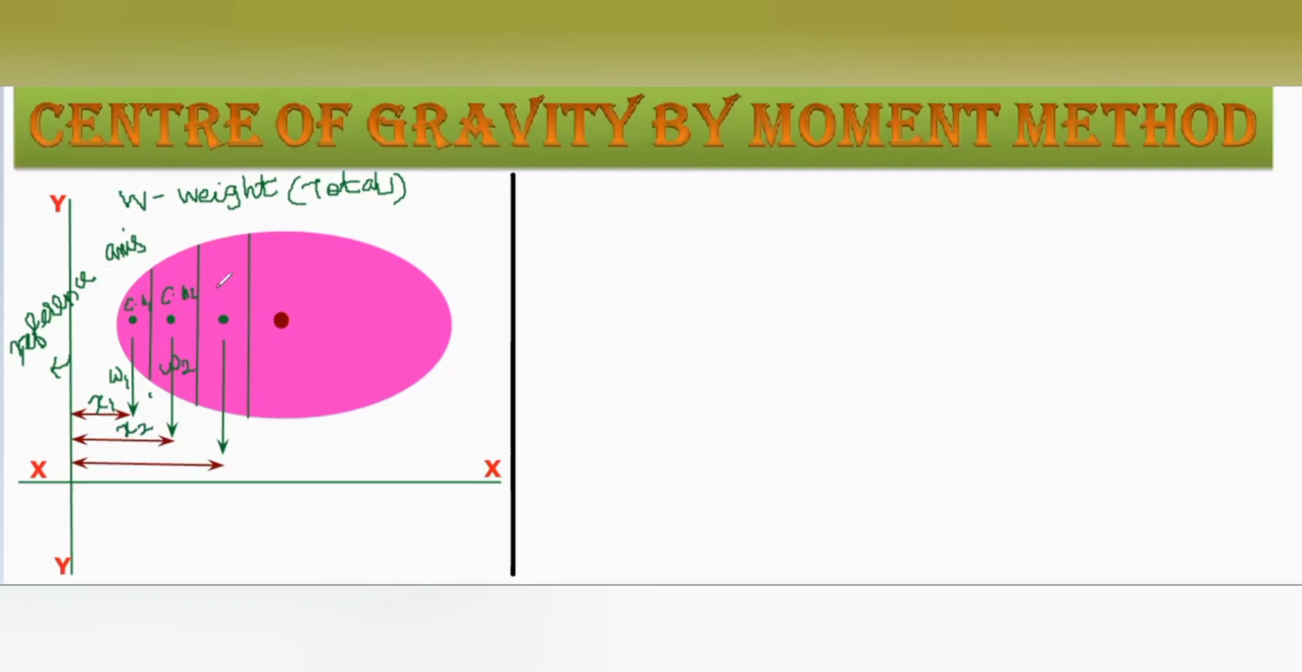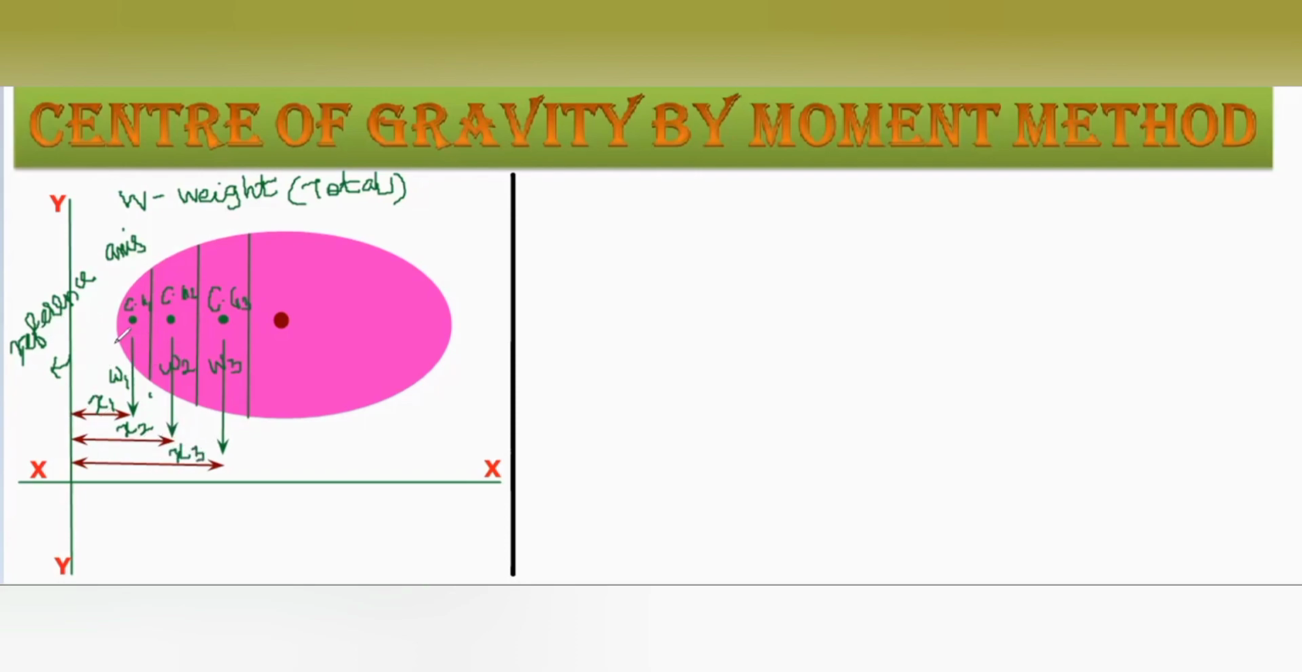In the same way, this is the center of gravity 3, or center of gravity of the third area. Here the entire mass of the third area will be concentrated at the particular point. So W3, the weight of area 3, will act exactly downward from this point, at a distance x3 from the reference axis.